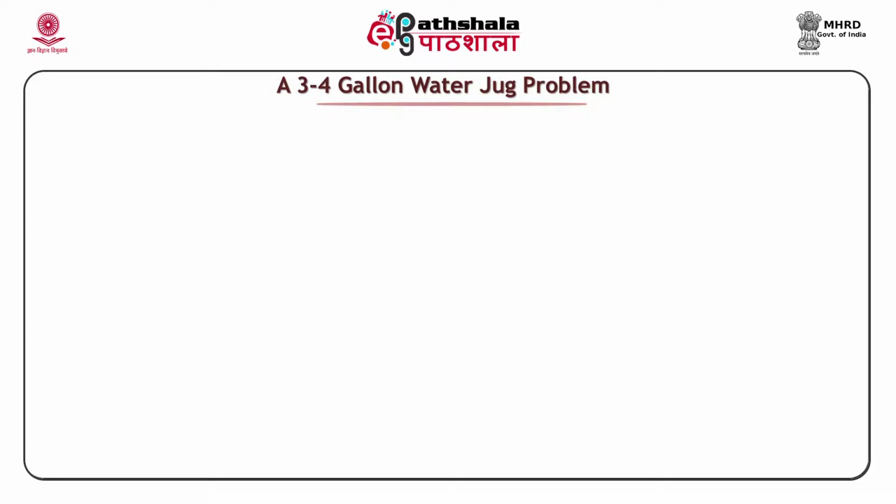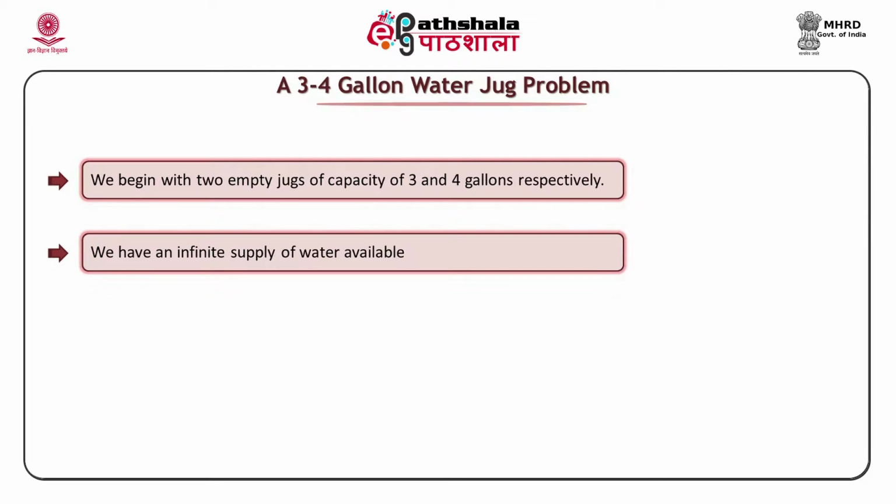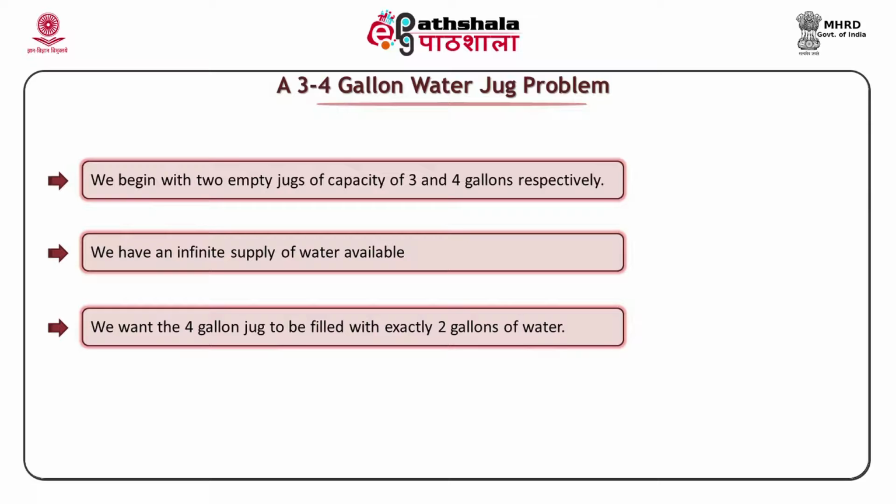We are going to pick up a very simple problem called the 3-4 gallon water jug problem. This is also described in a book called Elaine Rich. So we have two jugs. One is a 3-gallon water jug, the other one is a 4-gallon water jug, and we have ample supply of water. What we want is 2 gallons of water in the 4-gallon water jug. We do not have any other measuring device and would like to have exactly 2 gallons of water in the 4-gallon water jug. How can I have it?